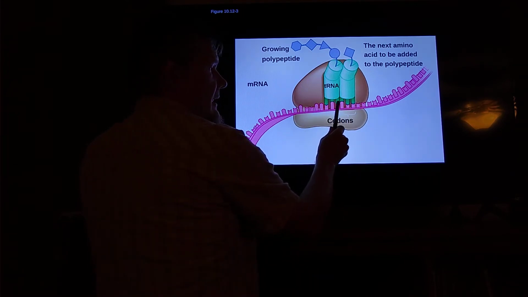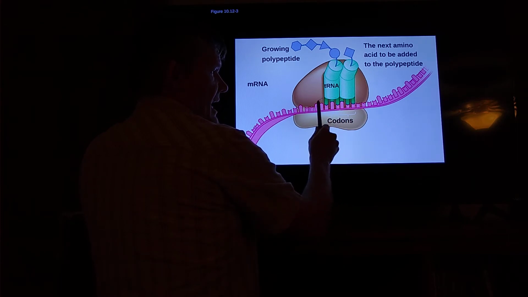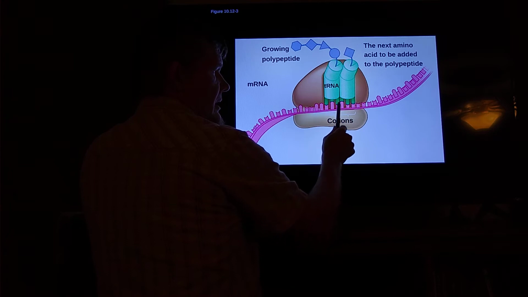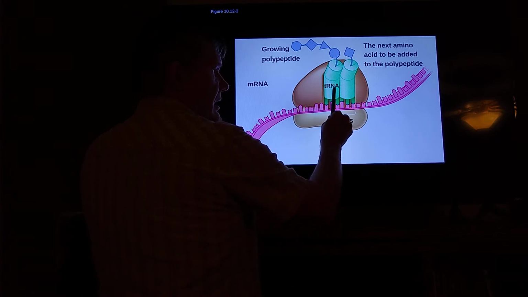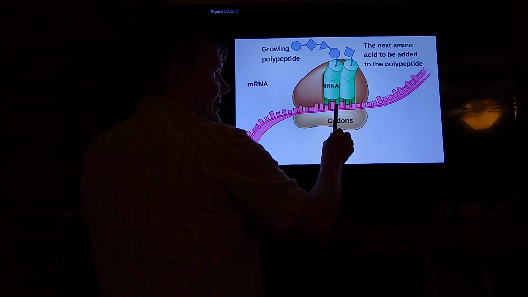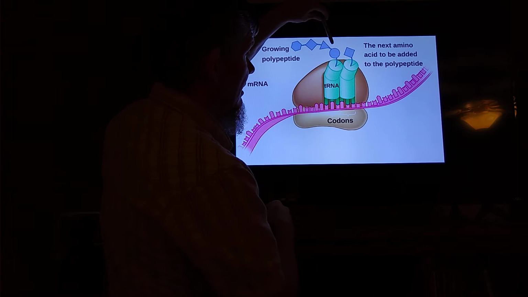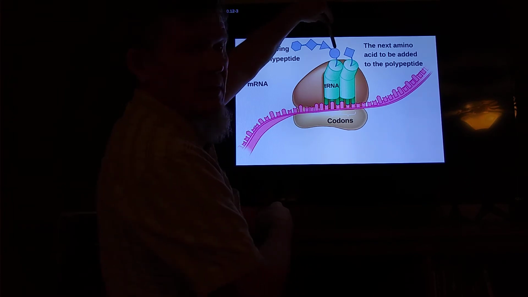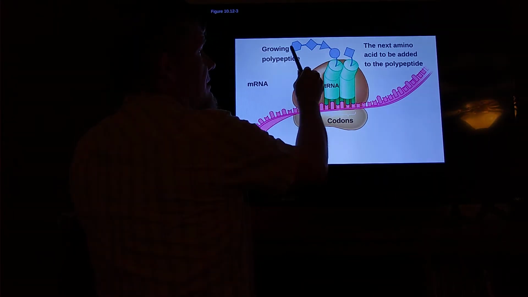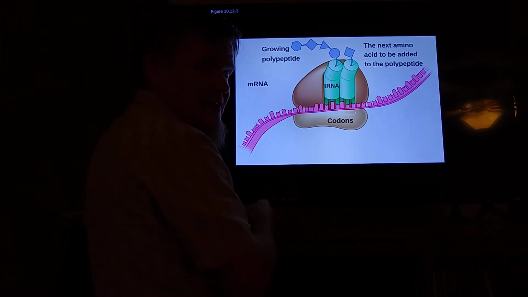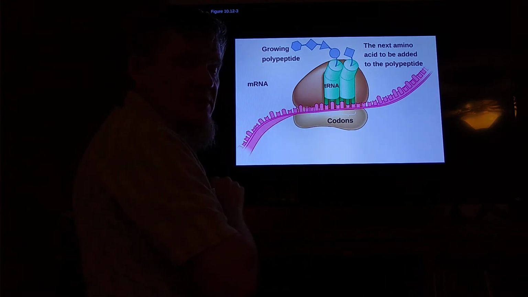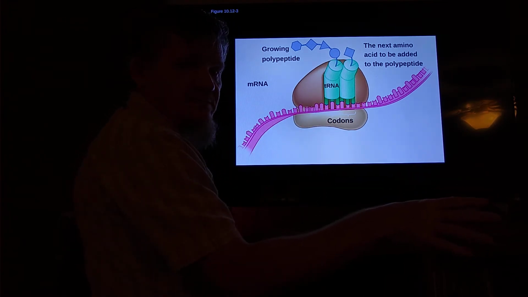So the green is the anticodon. These 3 little teeth right here in a row, that's the codon, and only the piece of transfer RNA that has the matching anticodon to match the codon will be carrying the proper amino acid. These little shapes right here, that's going to become the protein. Remember, their protein is made of a whole string of amino acids.